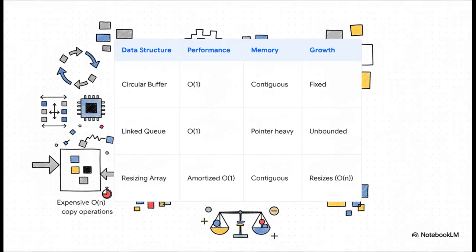So how does it stack up against some of the other options out there? Well, a linked list queue is great because it can grow, but it's not very cache-friendly. A resizing array is also flexible, but every once in a while it suffers from these really expensive resizing operations. The circular buffer, though, it wins hands down when you need predictable, blazing fast performance within a known size limit.